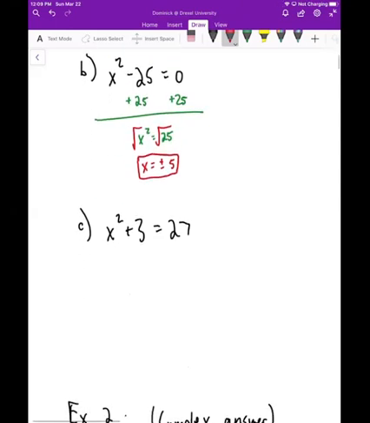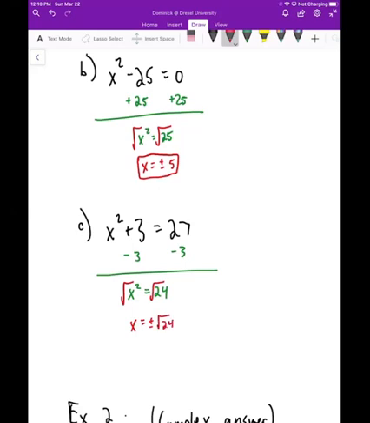Now in part C, again, we don't have x squared is equal to a number. We would have to get this 3 over first. And now we have that x squared is equal to 24 once we subtract the 3. And then now, when we square root both sides, we get that x is equal to plus or minus whatever the square root of 24 is.